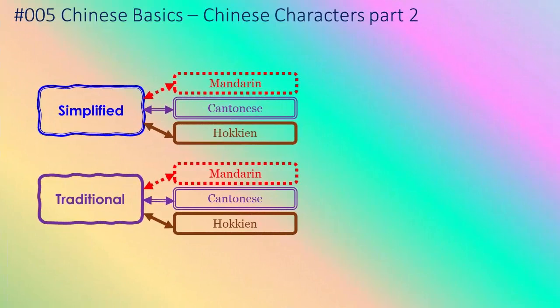Now, one may ask, how does a Mandarin speaker pronounce the simplified Chinese character and the traditional Chinese character? Same thing with the Cantonese and Hokkien. The answer is, the simplified and traditional are pronounced the same way in Mandarin. The Cantonese would also pronounce the simplified and traditional the same way, as well as Hokkien would pronounce the simplified and traditional the same way.